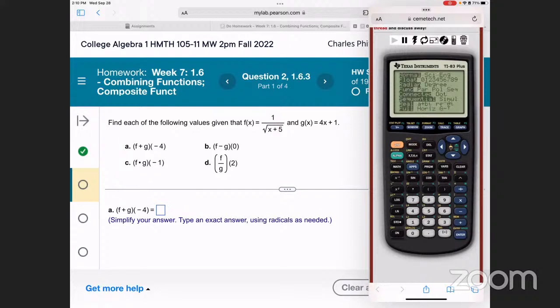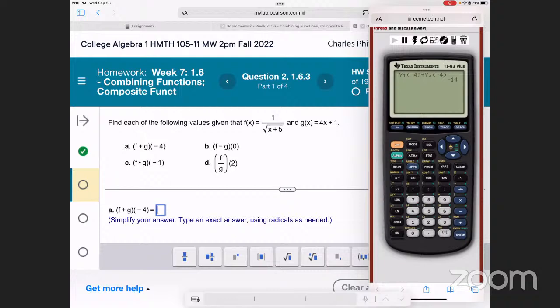So if we go back home, then f plus g of -4. I'm going to go to my variables: f of -4 plus my g of -4. Let's see, hopefully we get an exact result. We got lucky there. So we got -14.